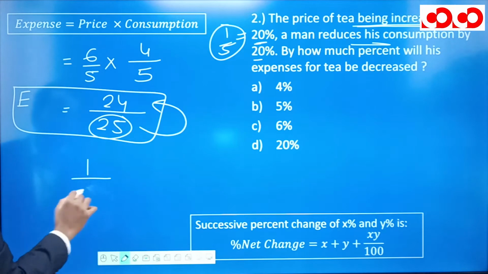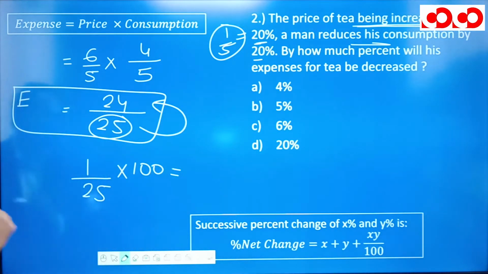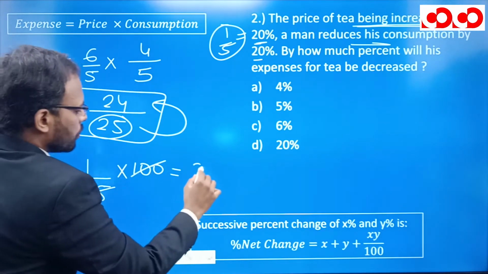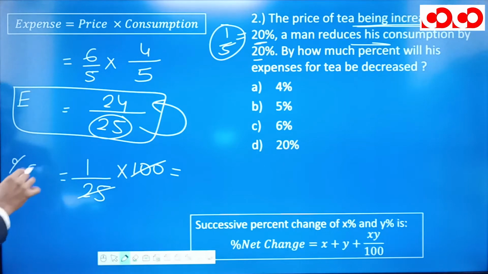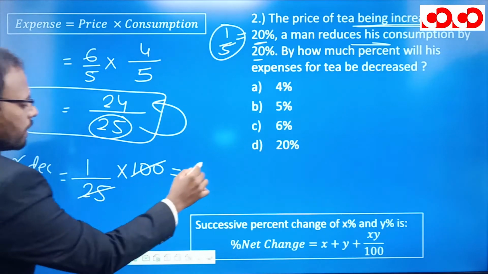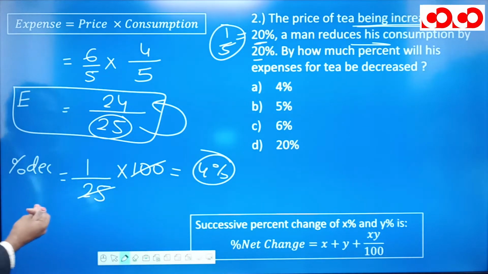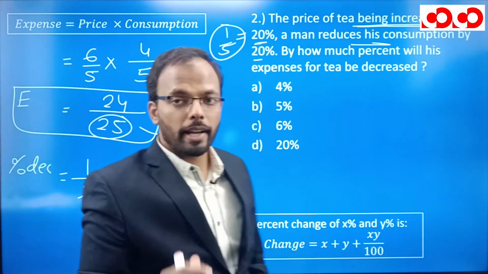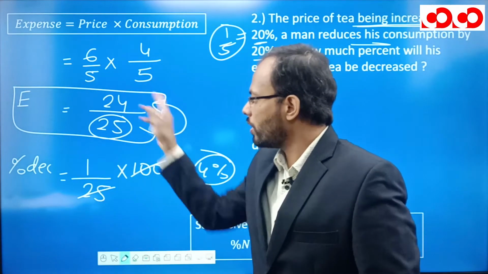In how much? 25 multiplied by 100. That is our percentage decrease formula. So this is going to be 4%. This is the percentage decrease formula we are using, and it is 4%, right? So this is the second method, which is much easier than the first. You don't need to remember any formula. Directly you can see initially it was 25 and now it became 24, so it got reduced by 1.